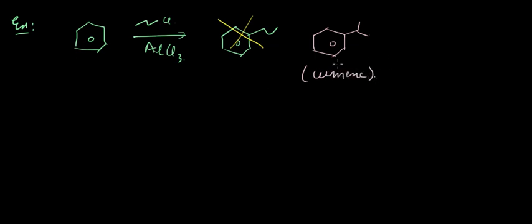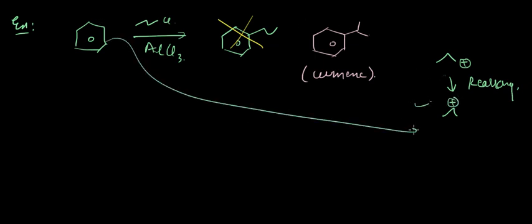And why does this take place? I hope you remember that the intermediate would be a carbocation, which can undergo rearrangement to have a more stable carbocation. Hence the benzene ring will actually attack on this carbocation.